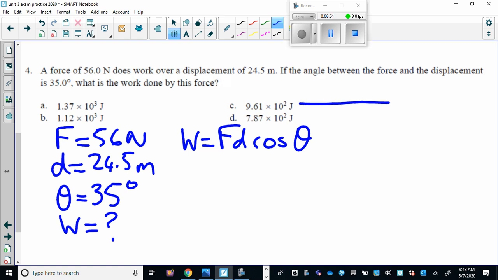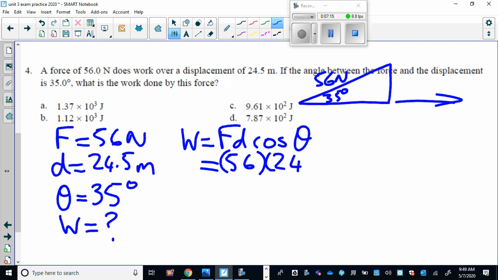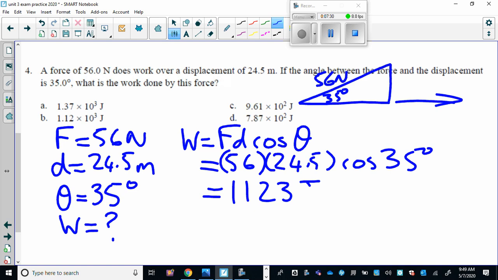Because remember, if you're pulling something at an angle, if that's 35 degrees, and we're pulling this with 56 newtons, but the object is moving just in this direction, then only a portion of that 56 newtons is being used to actually move the object. So it will be 56 times 24.5 times the cosine of 35. Stick that into calculator, and you should end up with 1,120 joules, which is B.